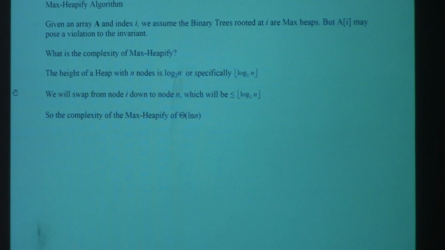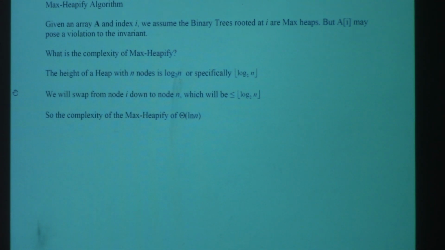Keep in mind, the advantage of thinking of the array as a binary tree is that the height of the tree is log base 2. That's the advantage, that basically we can play that log base 2 game. So the height of a heap with n nodes is log 2 n. Specifically, we'll call it the floor of log 2 n.